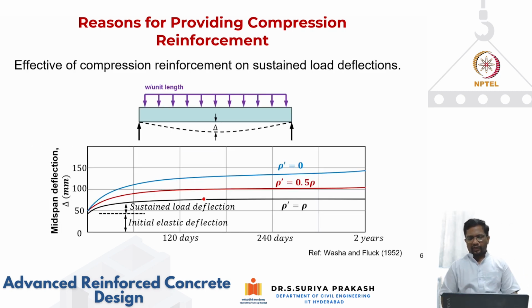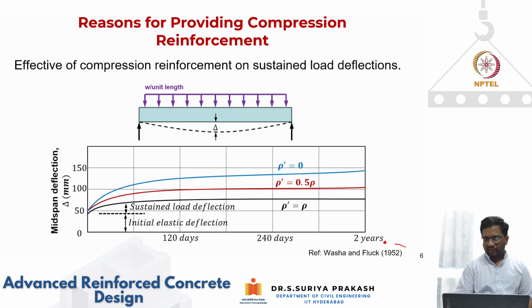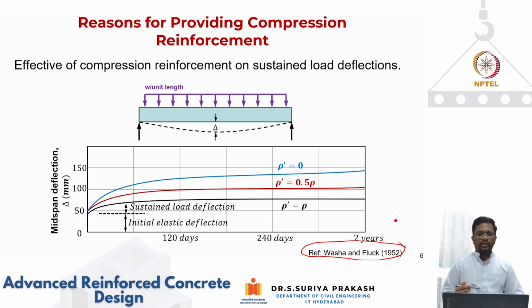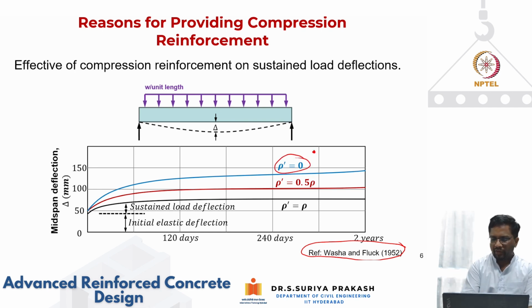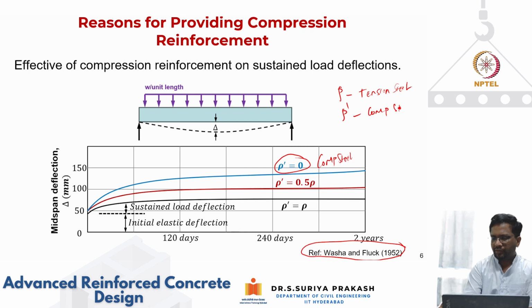Now let's see. In fact, in 1952, Washa and Fluck did some testing. It's almost 70 years ago. They took RC sections and looked at three scenarios. Here rho prime is nothing but your compression steel, and rho indicates tension steel. So they looked at three cases.